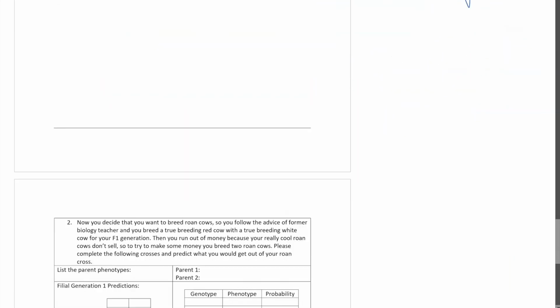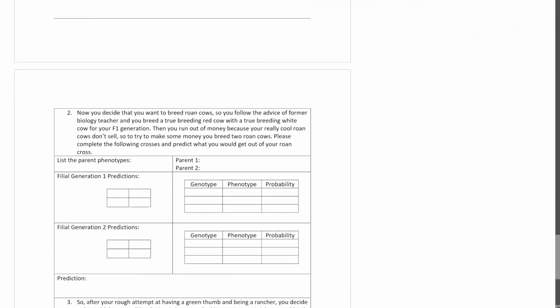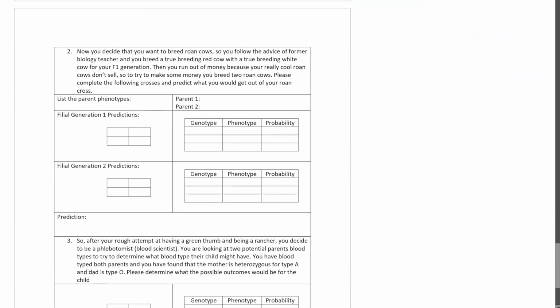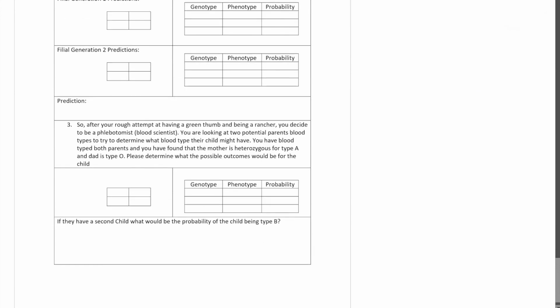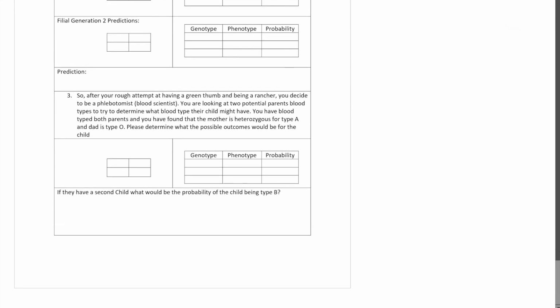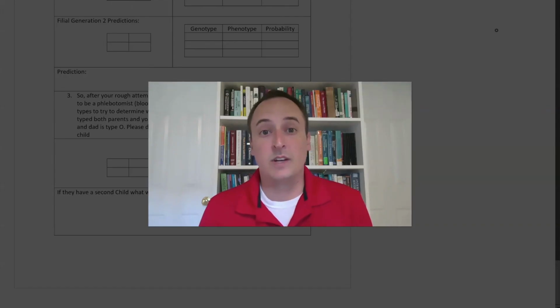Okay, cool. So on here you've got 2 other problems. Now you decide to be a cattle breeder, and then on the other one you're going to look at being a blood scientist.